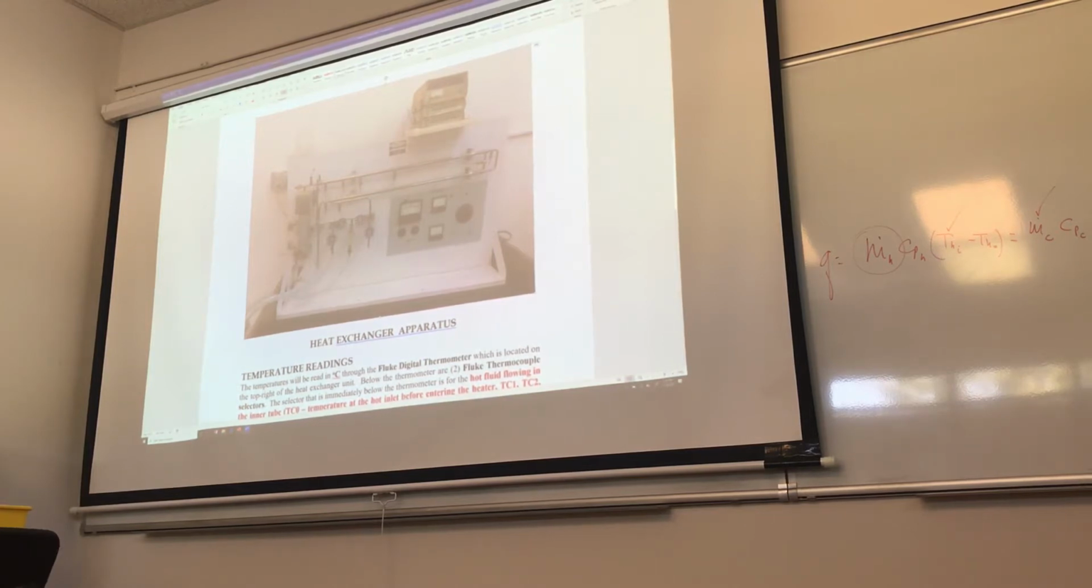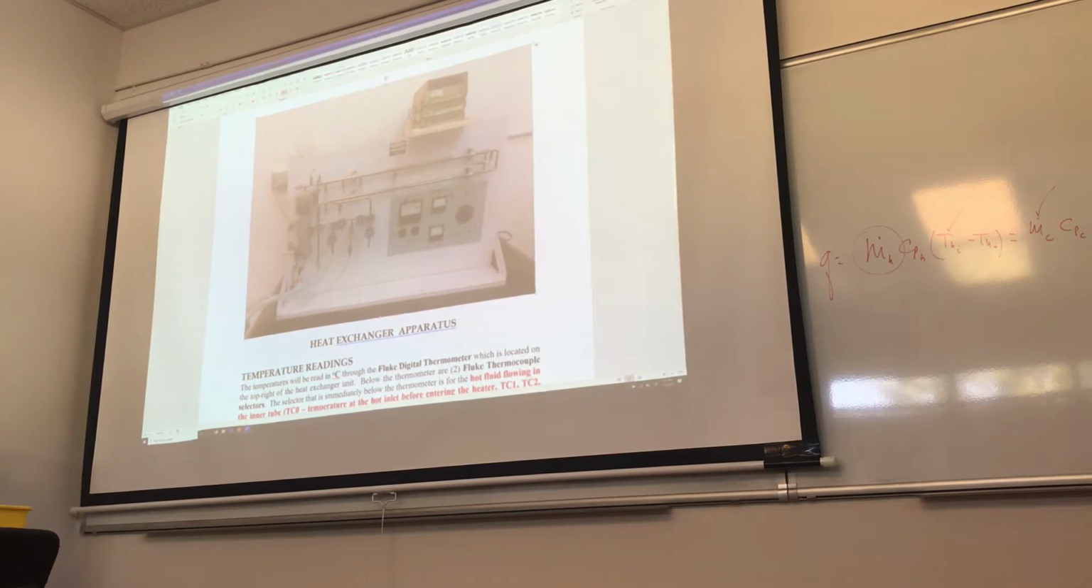So what data do we typically need when we do heat exchangers? We need mass flow rates, and we need temperatures, right? So a bunch of thermocouples are here. You see, there's a thermocouple there, thermocouple here, there. It's not easy to see here on the picture, but when we go to the lab, you will see that some of the thermocouples are associated with the hot fluid. Some of the thermocouples are associated with the cold fluid.